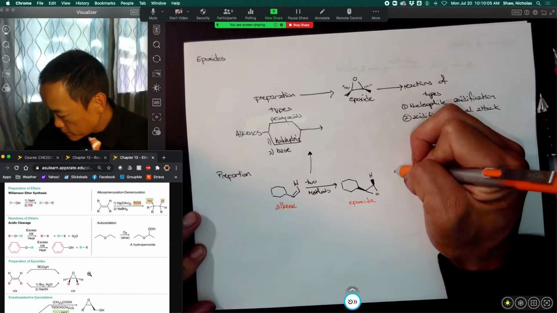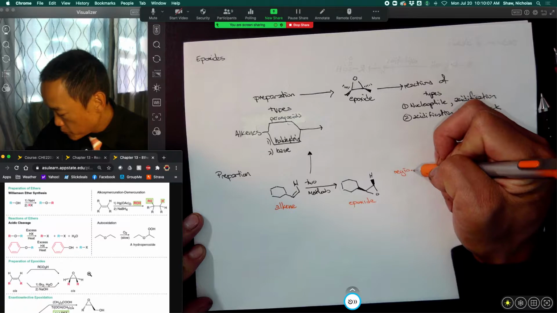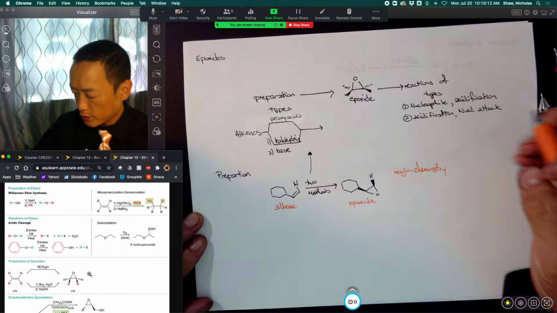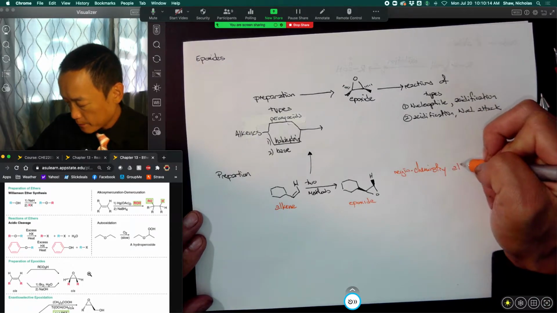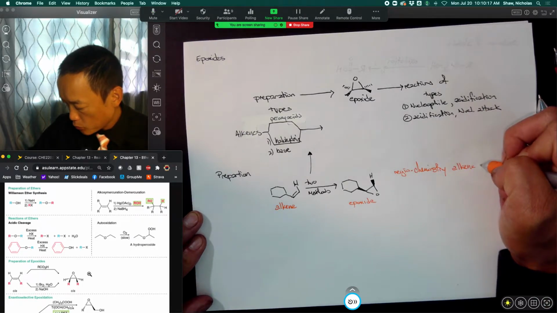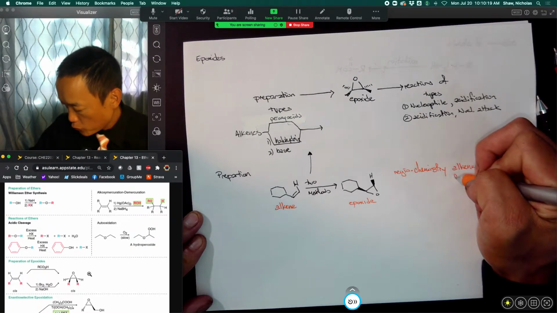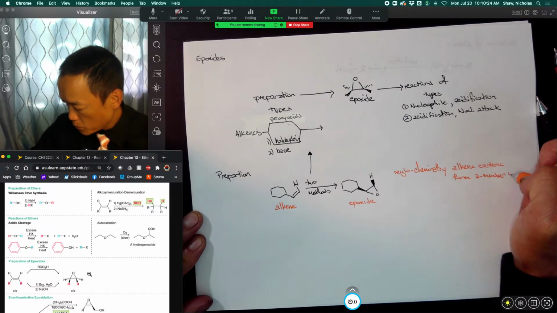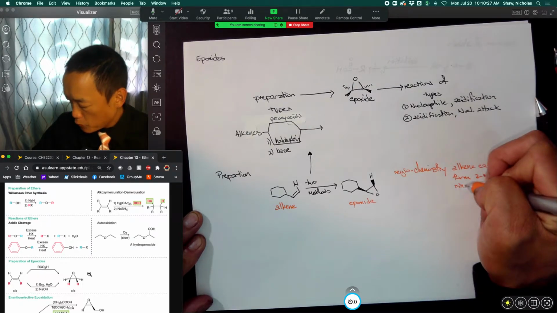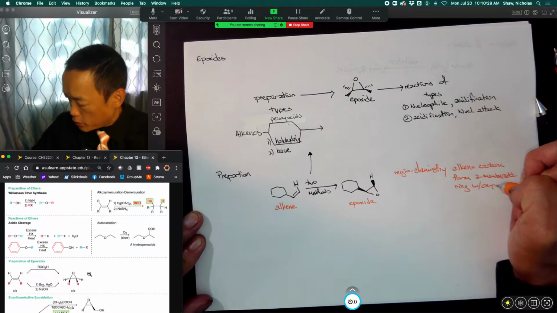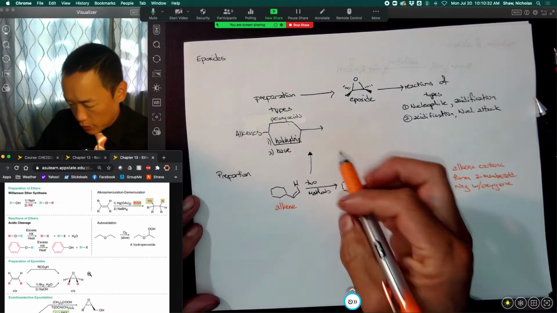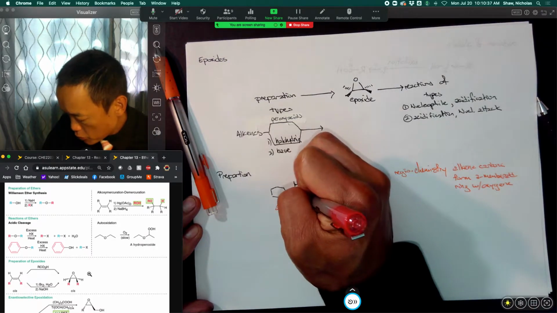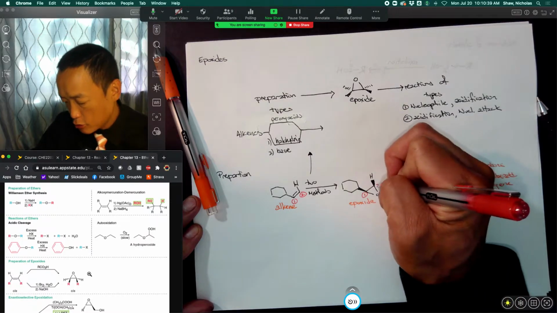Regiochemistry. The region of the molecule that this occurs over is the alkene. The alkene portion, if we were to say carbons 1 and 2 here, 1, 2, we are looking at carbons 1 and 2 here.